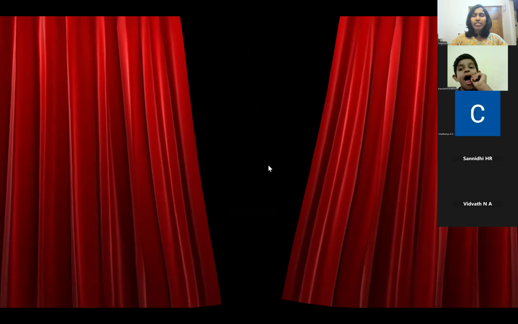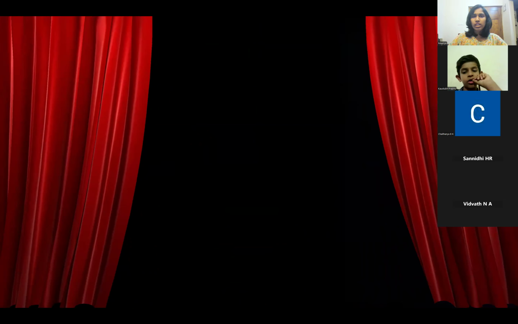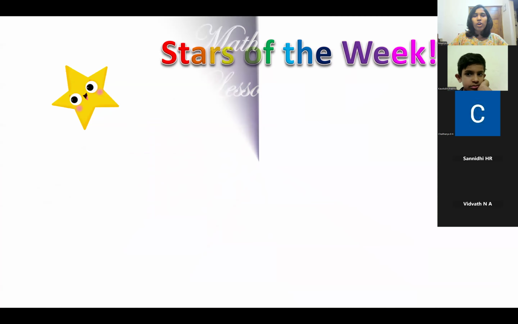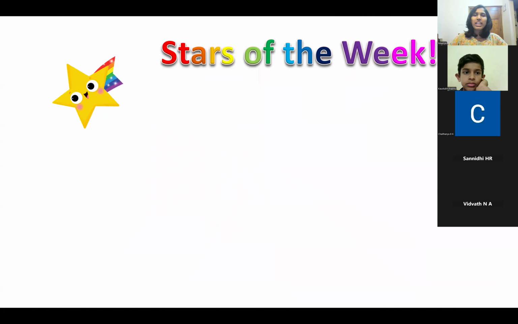I hope my screen is visible. Today we are doing the fourth lesson and we'll be learning something which is considered really important and one of the most popular tricks in Vedic maths. It's called Vinculum. But before we get there, understand what it is, what it means, how it's done, let's take a look at our stars of the week.